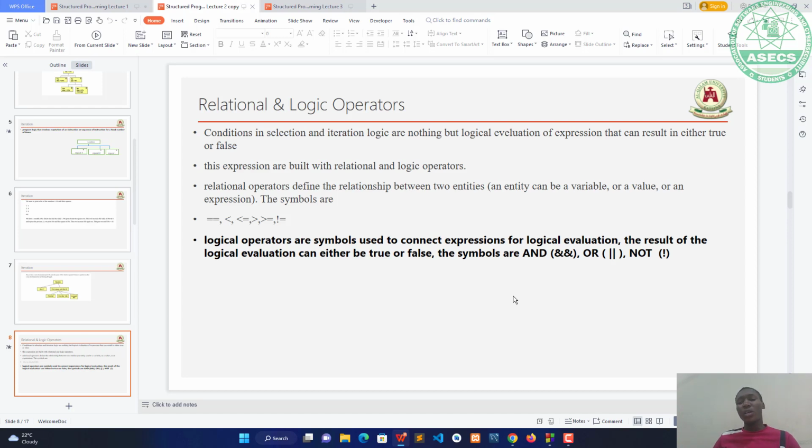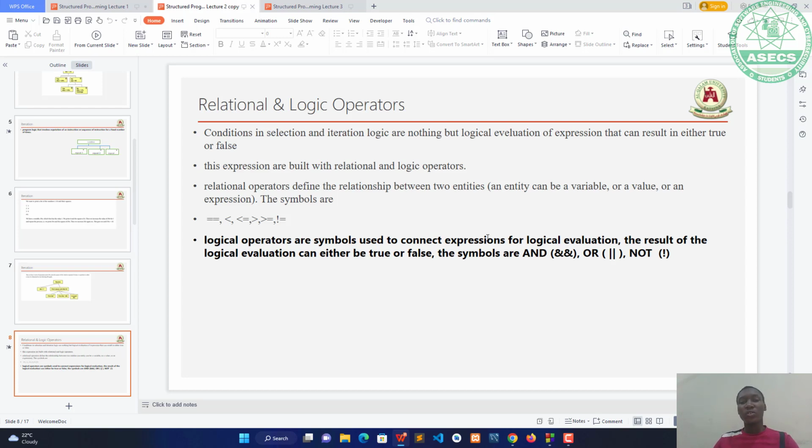So now here we are in a new topic, relational and logic operators. Conditions in selection and iteration logic are nothing but logical evaluation of expressions that can result either true or false. Honestly, we are talking about true and false values, how we can like create more and more logic a lokaci ɗaya kawai. Shine kawai abin da ke magana. This expression I do relational and logical operators or logical operators.